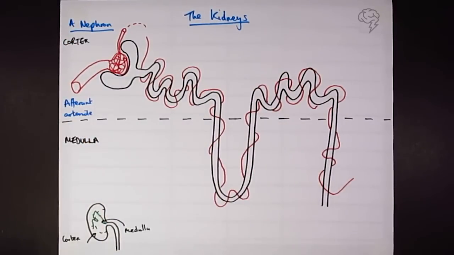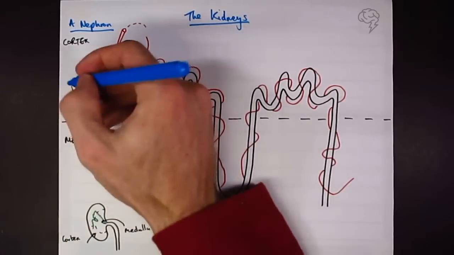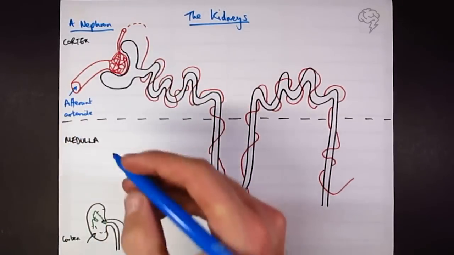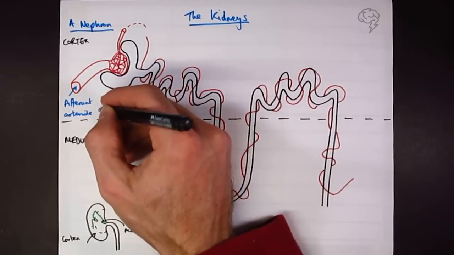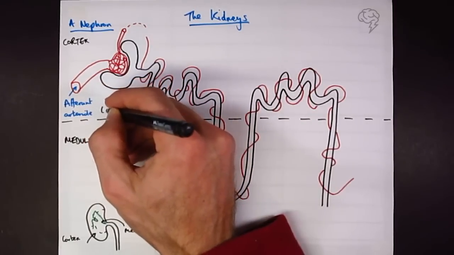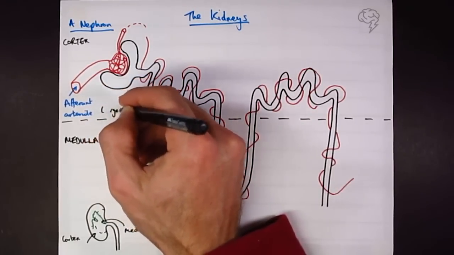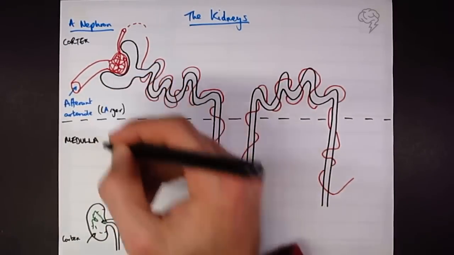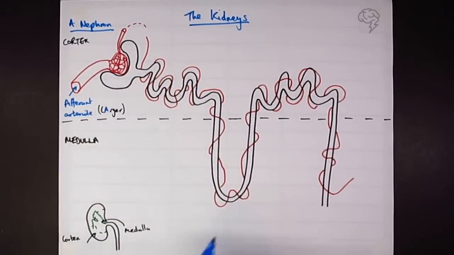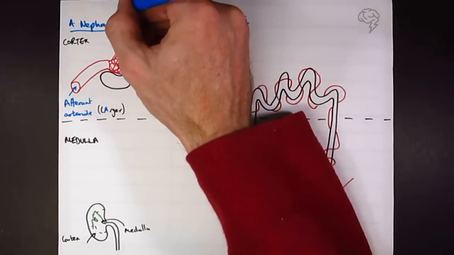So the afferent arteriole comes from the renal artery. Blood is going to go in this way. We can maybe remind ourselves which one's which. The afferent comes first. The afferent is the wide one, so we can say that it's larger. And the one coming out the other end is called the efferent arteriole.